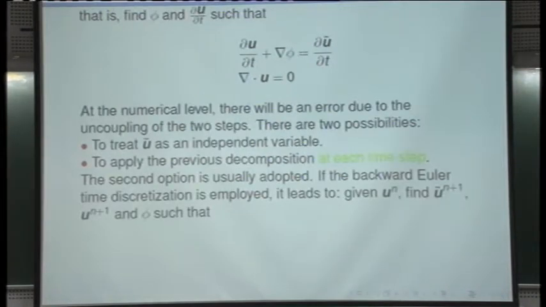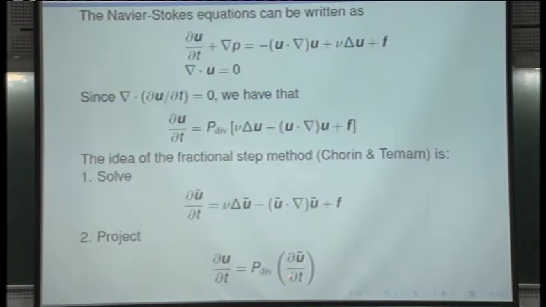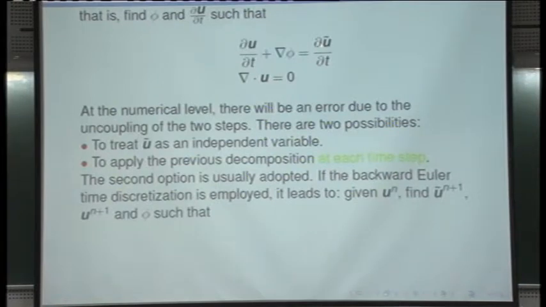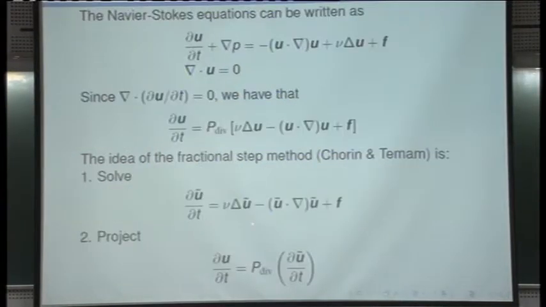And by the way, when I project, what does that mean? Projection means that I have to solve this problem. The original vector is going to be the projected vector plus a potential. So that is what is said here. The original vector is going to be the divergence-free part plus the potential. That is good. However, at the numerical level, there will be an error due to the uncoupling of the steps. Why? Because these steps are in principle coupled, so we should solve at once.